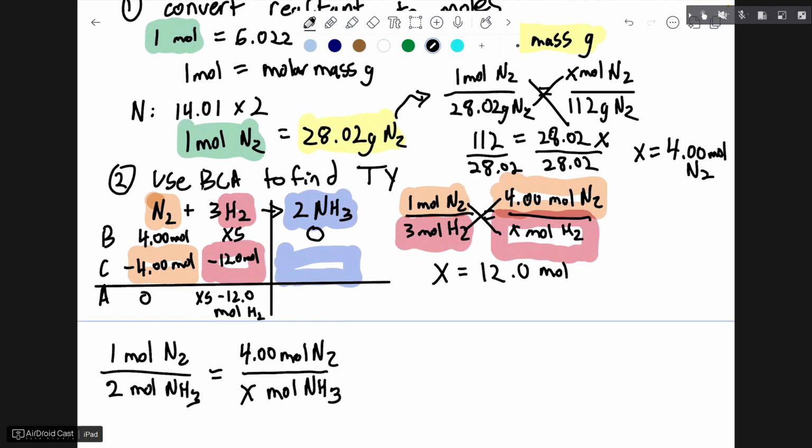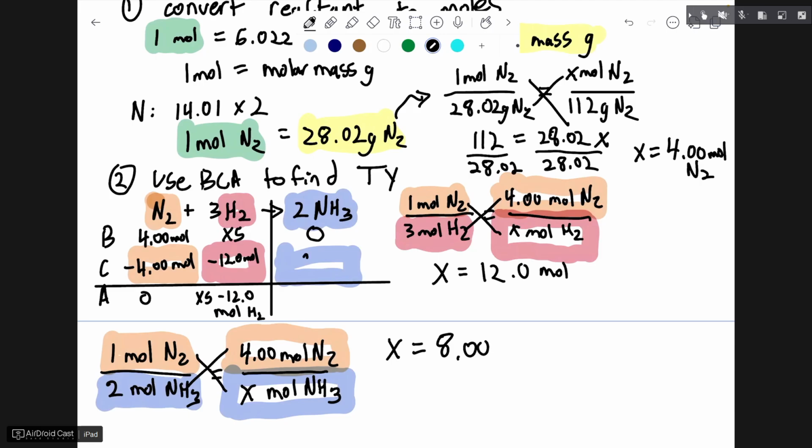I'll highlight again just to show you where my numbers are coming from. So the first ratio is always coming from my balanced chemical equation. I'm just comparing the coefficients that are out front. The second ratio is always coming from the change section. To solve for x, I could cross multiply. 1 times x again is x. 2 times 4 is 8. With 3 sig figs, that'd be 8.00. So when I'm done, I would have 8.00 moles of NH3. I'm producing that, so it's a positive change. So 0 plus 8.00 is 8.00 moles of NH3.